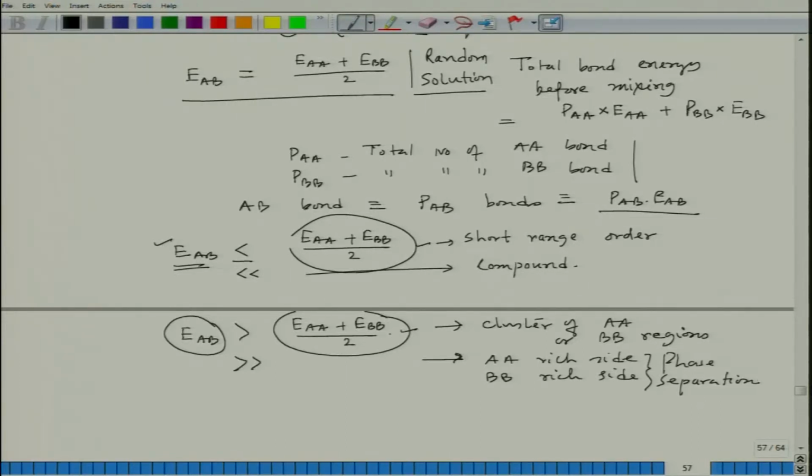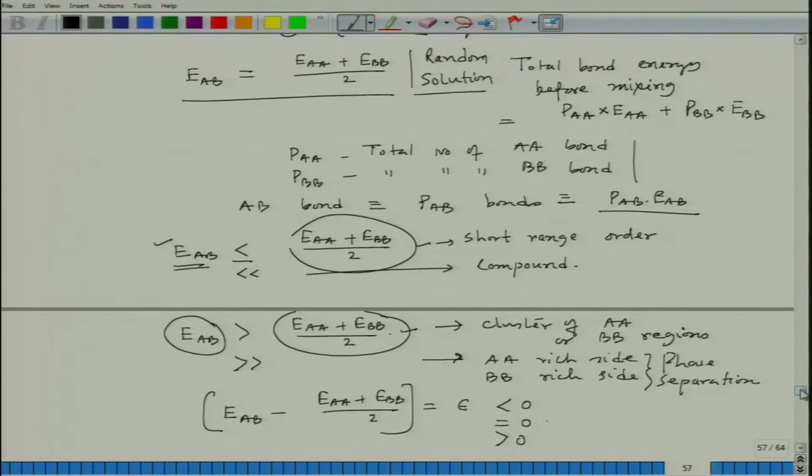Phase separation. So now we could see that this particular parameter, if we consider it as small e, is very important, very crucial. If it is less than 0, equal to 0, or greater than 0, I would get these many situations. If it is less than 0, I would get short range order or compound formation. If it is equal to 0, random solution. If it is greater than 0, I would get clustering of AA and BB regions or phase separation, A rich side and B rich side.